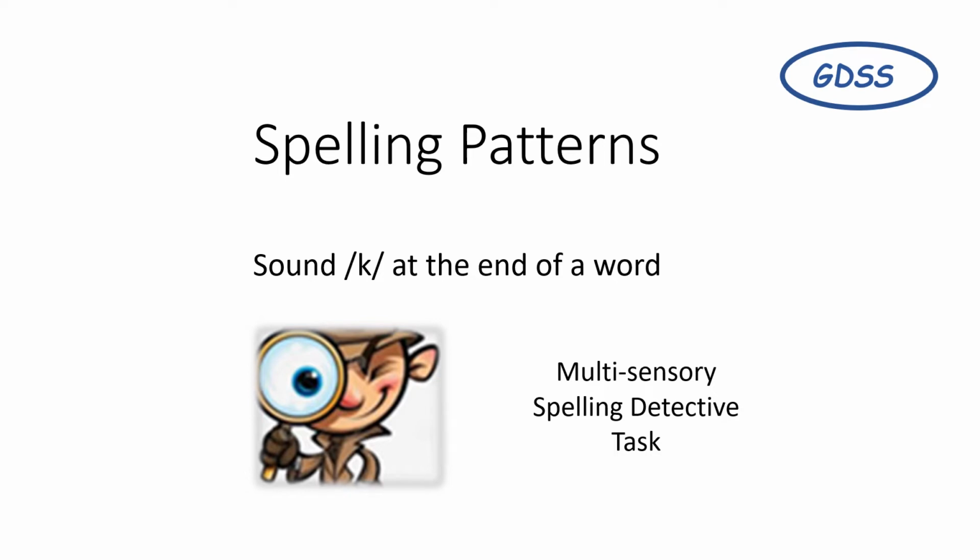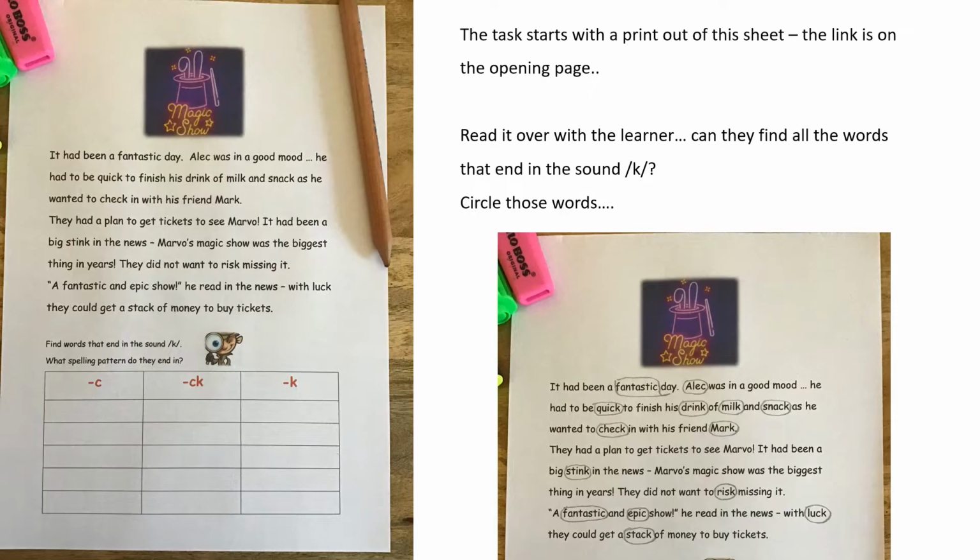We're going to take a look at the spelling patterns for the sound k at the end of a word, and we're going to show you a wee multisensory spelling detective task to help with that. So to do the spelling detective task, you firstly need to print off this sheet. The good thing about the sheet is that it pulls everything together in the one place.